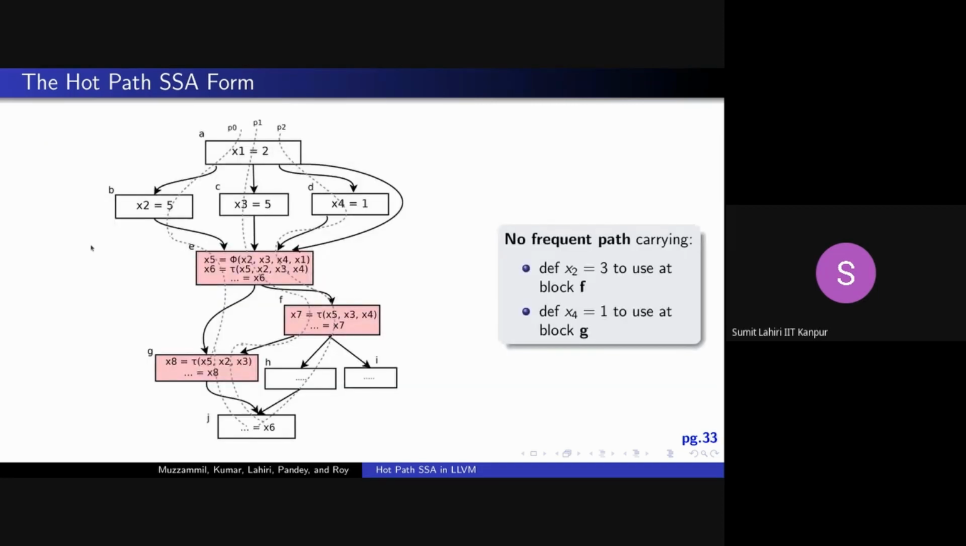If we see over here, and we try to find, over the hot paths, what happens? Can I say if x2, x3, x4, or x6 is a constant? If we try to query those kinds of things, then it is the tau function that becomes useful here.